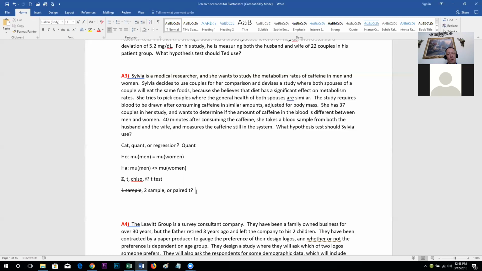It's a paired sample t-test. And it's paired because? They are similar, and what they're trying to find out is if they are the same, or if there is a difference in them.